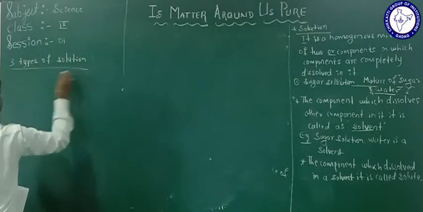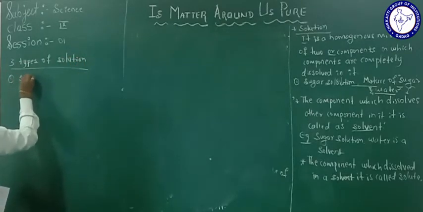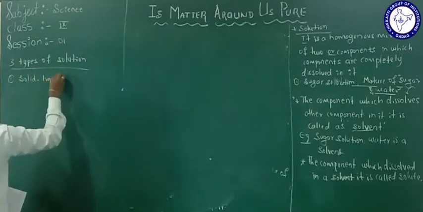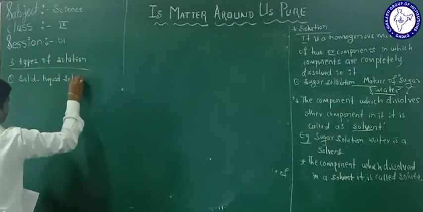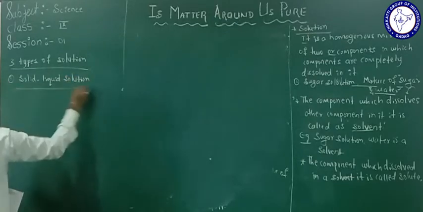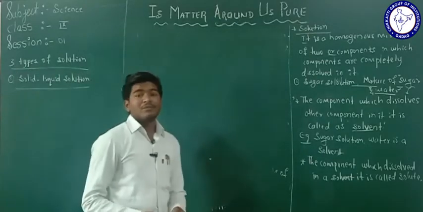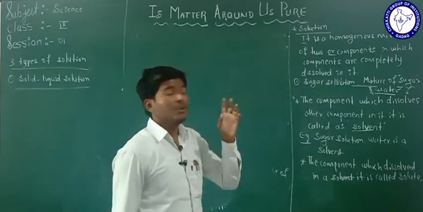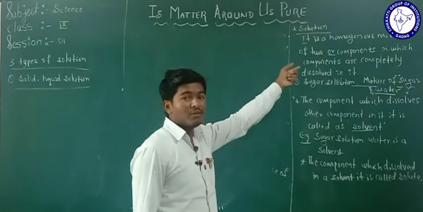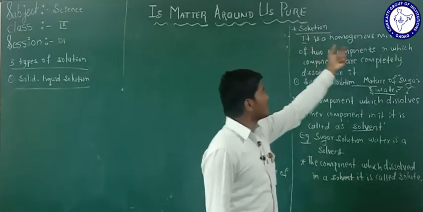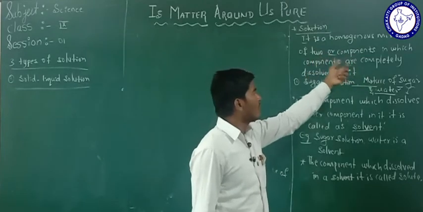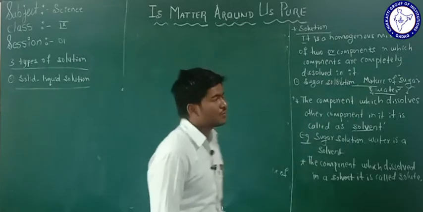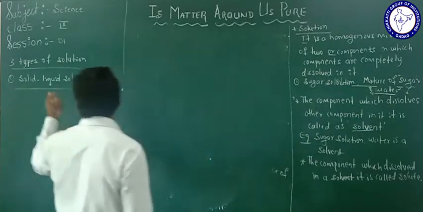What are those? First one is the solid liquid solution. You have to remember which mixture is said to be a solution: the homogeneous mixture. Every homogeneous mixture is a solution. A solution is a homogeneous mixture of two or more components in which the components are completely dissolved, isn't it?